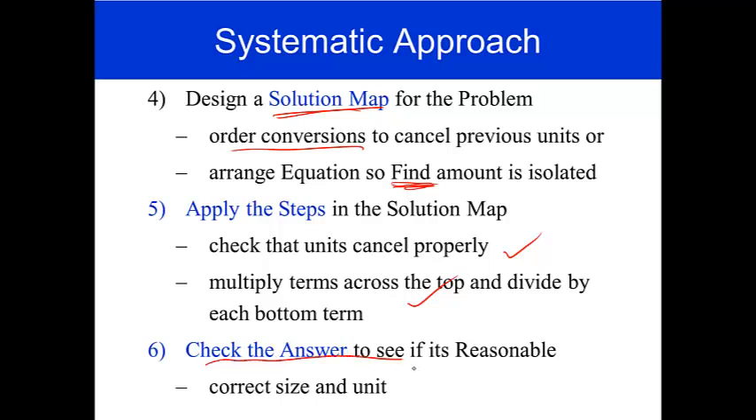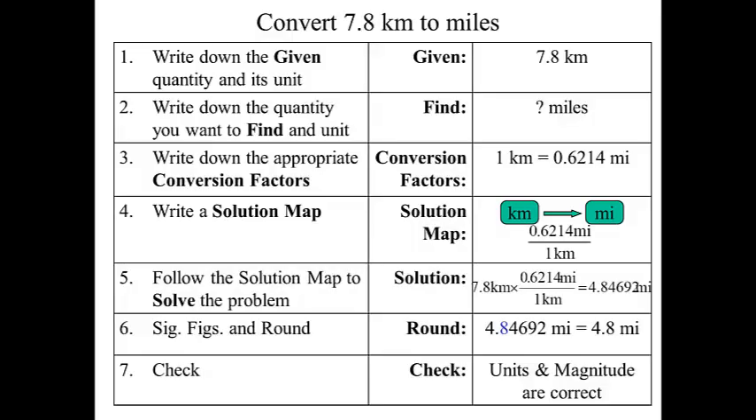Also make sure to check if your answer is reasonable and the correct size of the unit is appropriately expressed. Let's take an example and do this systematic approach. Convert 7.8 kilometers to miles. Remember, step 1, write down what is given. Given is 7.8 kilometers. Write down the quantity you want to find and its unit. To find is miles. You need to know how many miles is 7.8 kilometers.